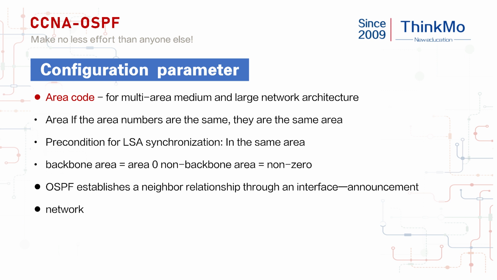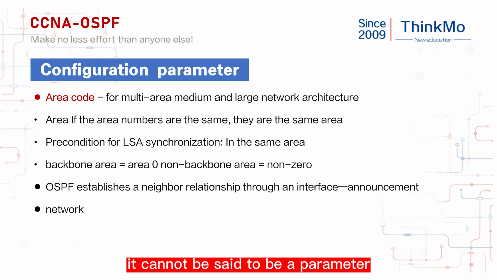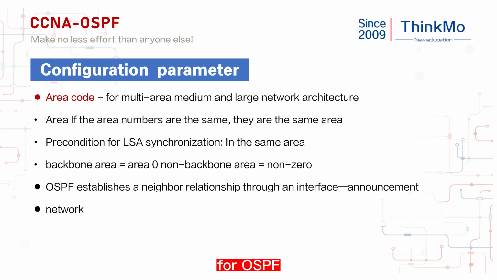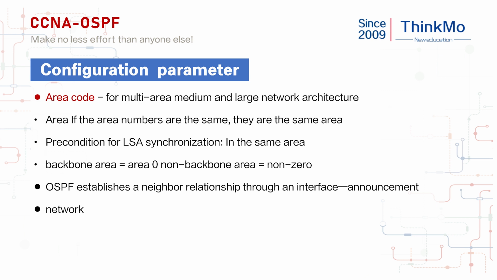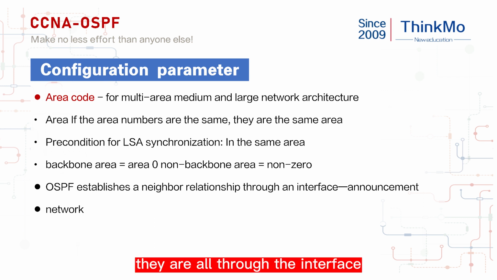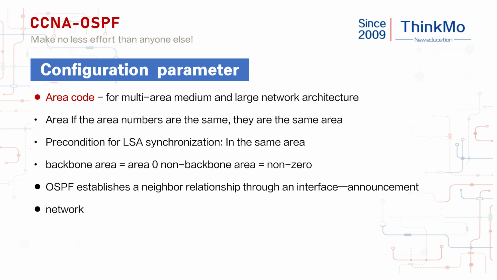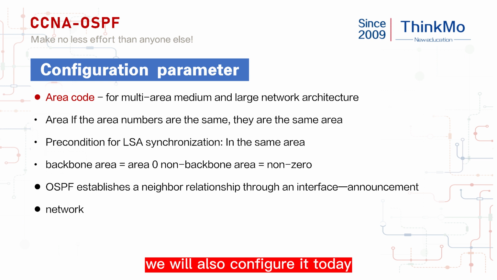Area code. Down to the last one, it cannot be said to be a parameter. It can only be said to be an action. For OSPF, to build a neighbor relationship, it is necessary to use the interface. In fact, EIGRP is the same. They are all through the interface. So how to put the interface in OSPF? This is also called network. We will also configure it today.